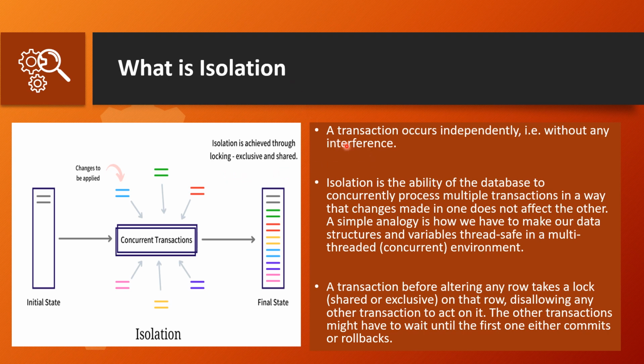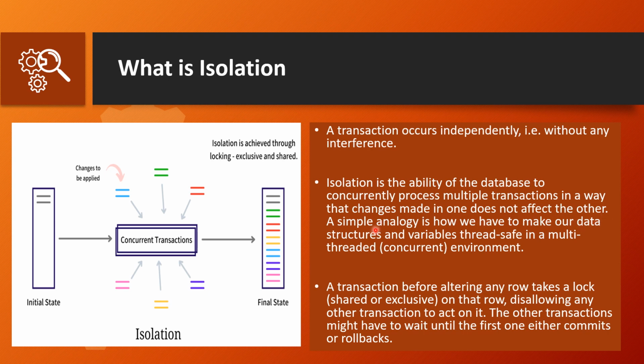So let's try to understand. The transactions occur independently and without any interference. How is it going to happen? This is the question that comes to my mind and to yours. Isolation is the ability of the database to concurrently process multiple transactions in a way that changes made in one do not affect the other.